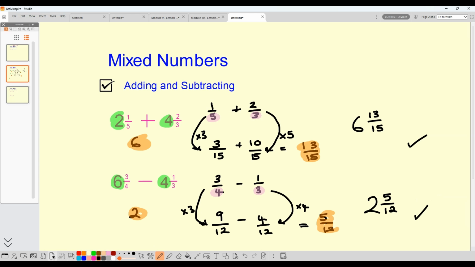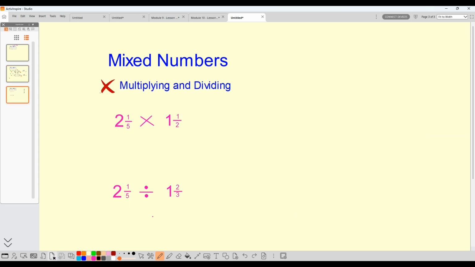Now, when multiplying and dividing, you cannot keep them in the mixed number format. They have to be converted to improper fractions, so just a fraction. How do we do that? Well, we keep the denominator the same in the fraction, so it becomes over 5. And we do the big number, the integer, times the denominator. 2 times 5, add the 1 on the top.